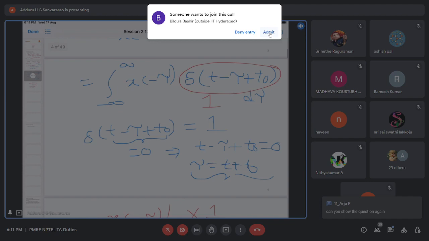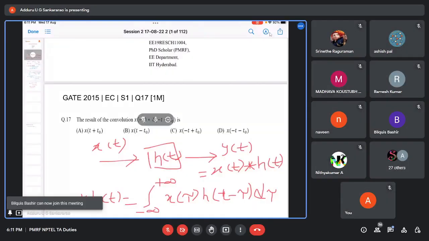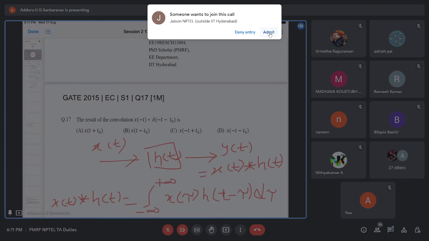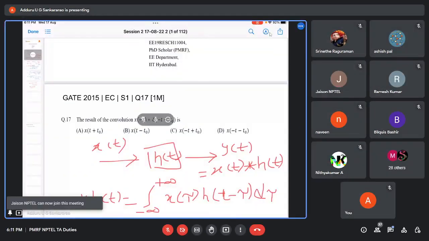The question: the result of the convolution x of minus t convolved with del of minus t minus t naught. So this is the conventional way of solving that question, where we use the definition, that is, the convolution definition: integral from minus infinity to infinity x of tau h of t minus tau d tau. So we are just substituting and simplifying. This we can also solve by using the convolution property of impulse.